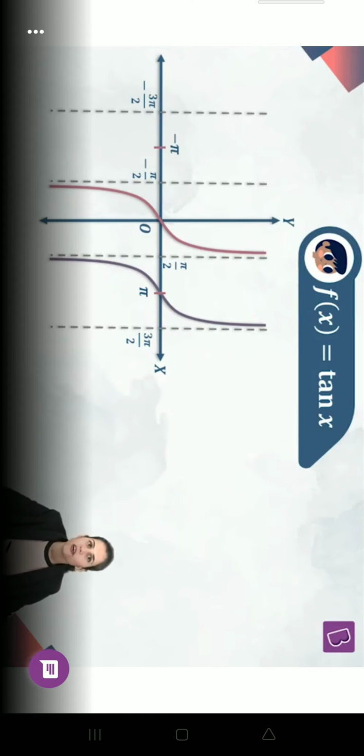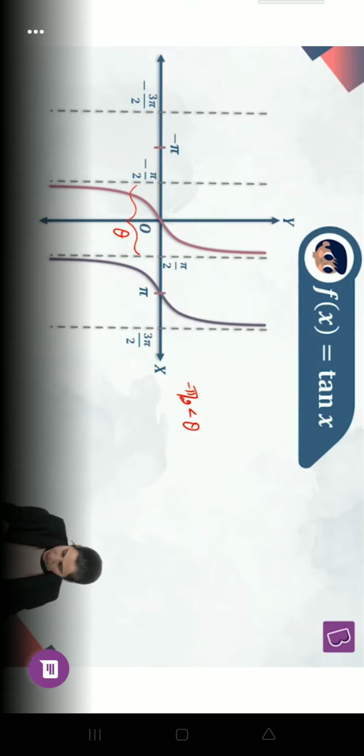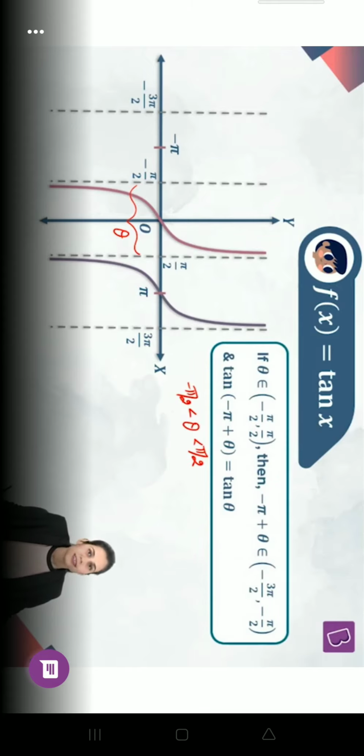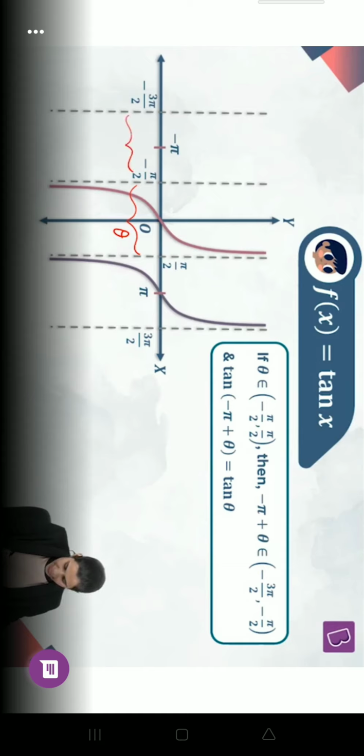That means what's happening? Even tan is turning out to be a periodic function. Why? Because it is repeating its behavior, or it is reoccurring at regular intervals. In fact, to be very precise, it is a periodic function with period pi. Why? Because whatever is the behavior of tan in this interval of length pi, exact same is the behavior of tan in the consecutive intervals of length pi to the right of this interval or to the left of this interval. Okay, so we have arrived at a fantastic conclusion about the tan function, that its period is pi.